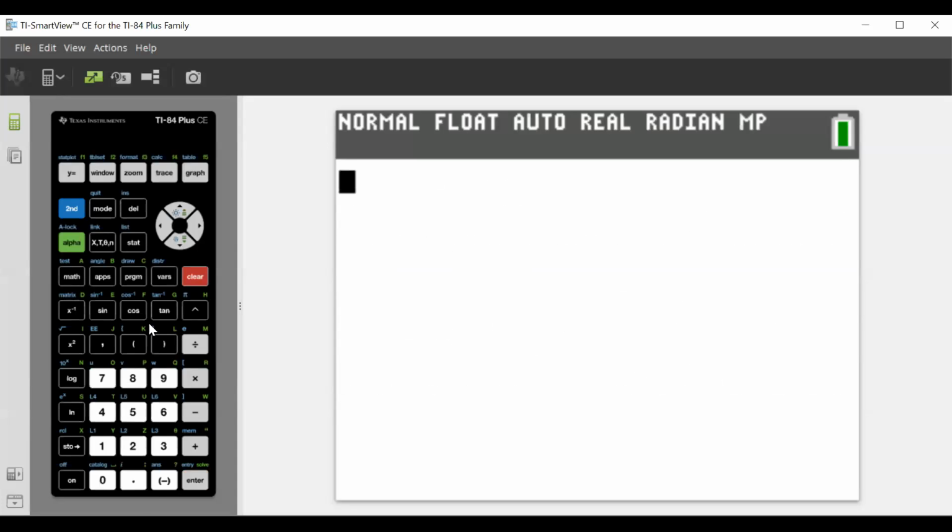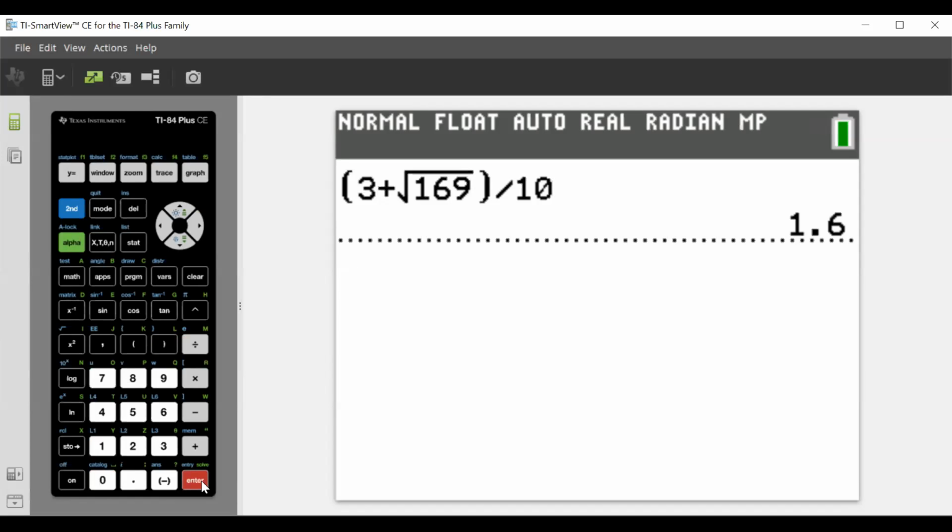And so let's clear that. We have 3 plus, and then we're going to have the square root of 169. And then that's going to be the numerator. And let's go ahead and put this in parentheses so we can have the whole numerator. Parentheses are very important on calculators, otherwise you don't get everything. And then divided by 2 times the 5, which was our 10. And so that gives us 1.6.